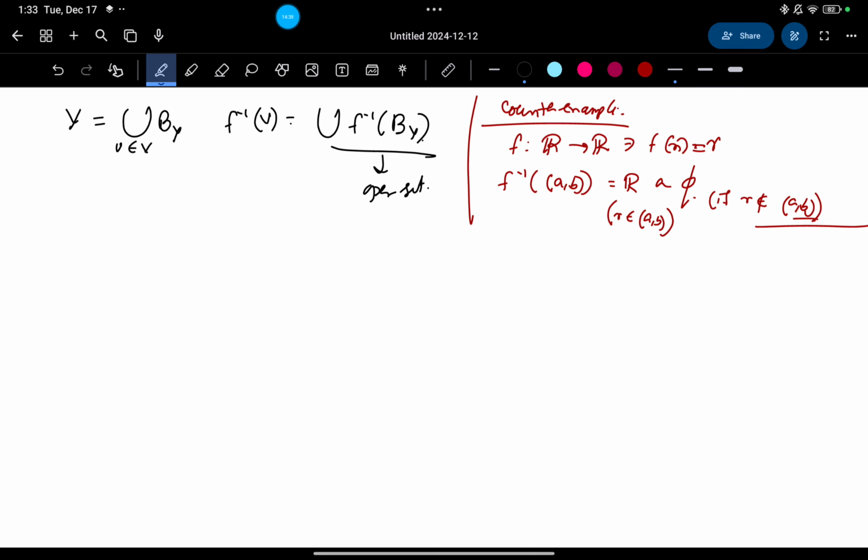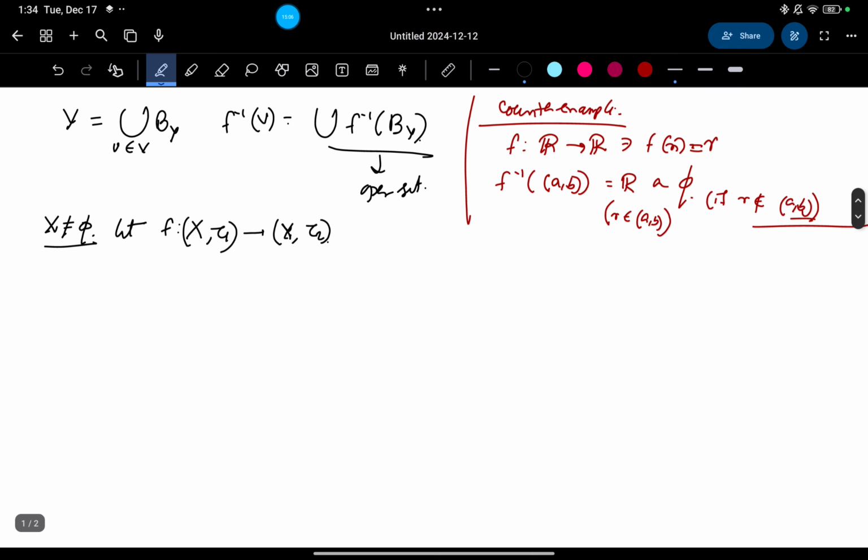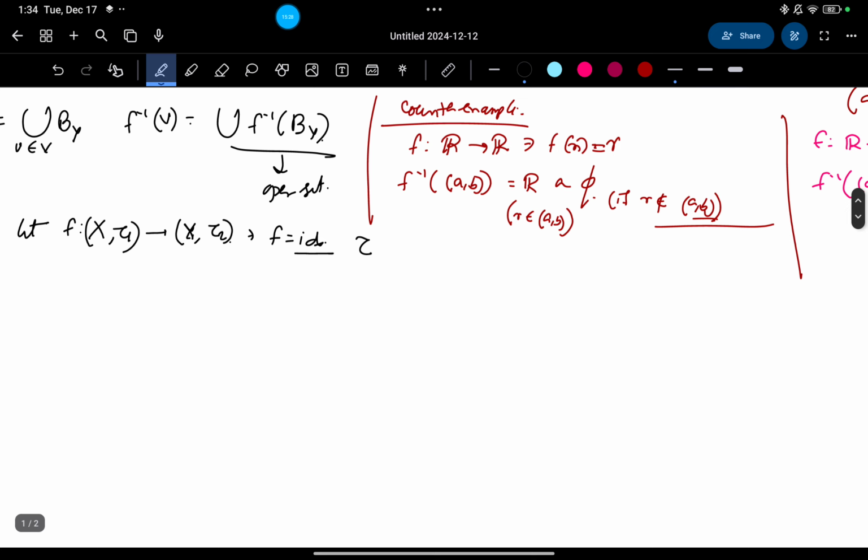So suppose we have X as the underlying space, and let f be a function from (X, tau 1) to (X, tau 2), using the identity map. Then tau 1 is finer than tau 2 if f equal to identity is continuous.